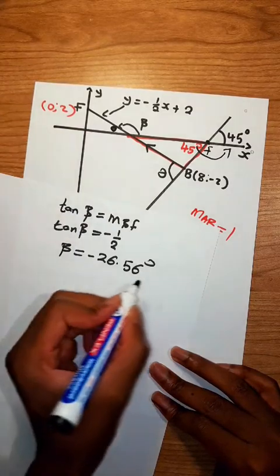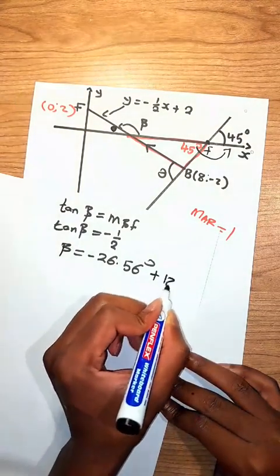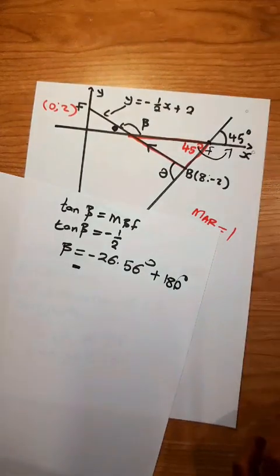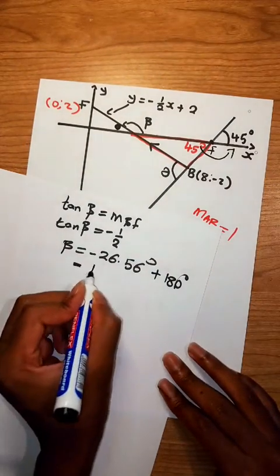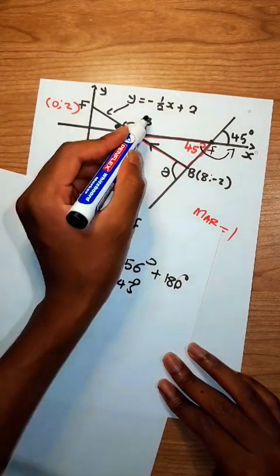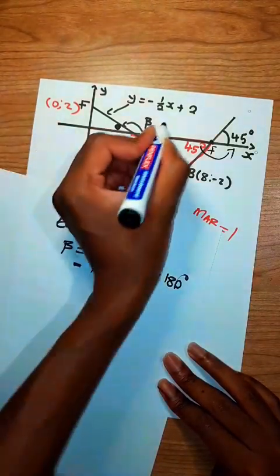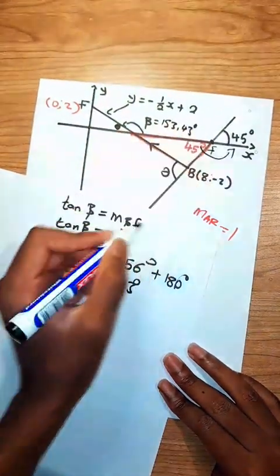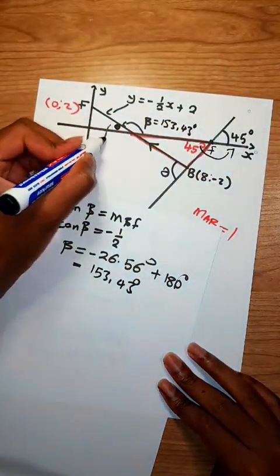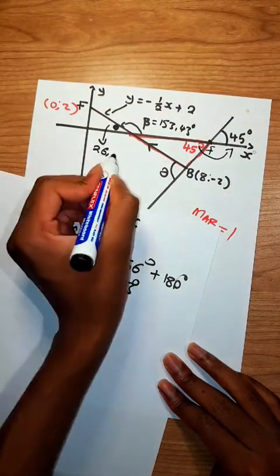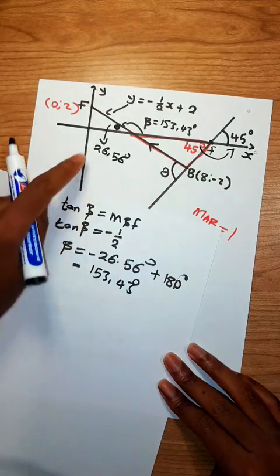So it means that for the value of beta, you need to add 180 degrees to it. So let's just add 180 degrees. It is going to be 153.43 degrees. So it means that your beta is going to be 153.43 degrees, while on the other hand, this angle is just going to be 26.56. Now you're going to ask me, why are you not writing the negative?